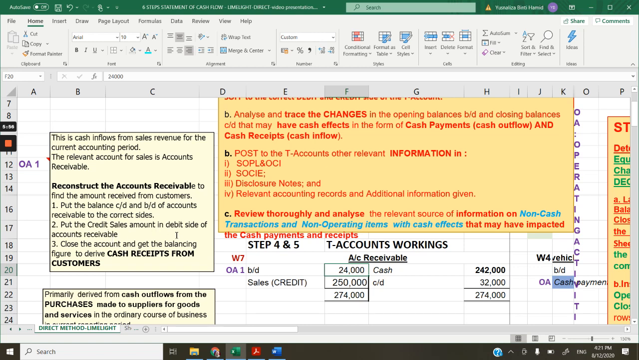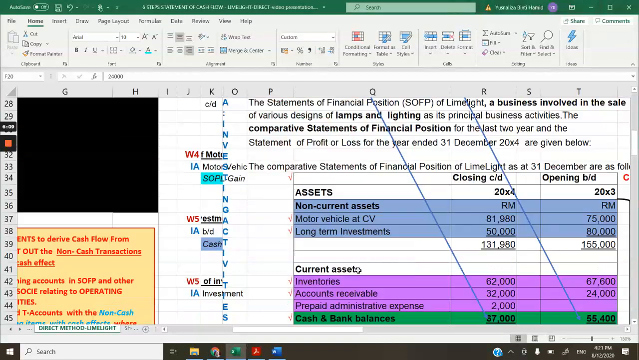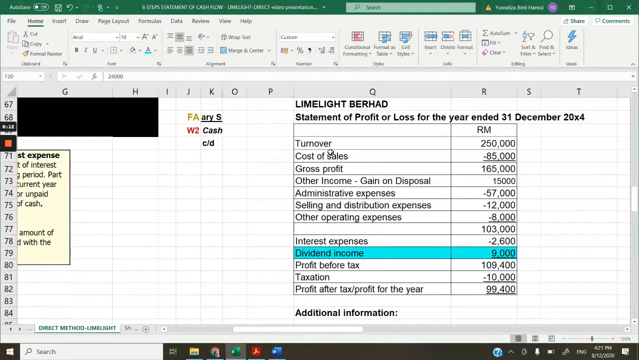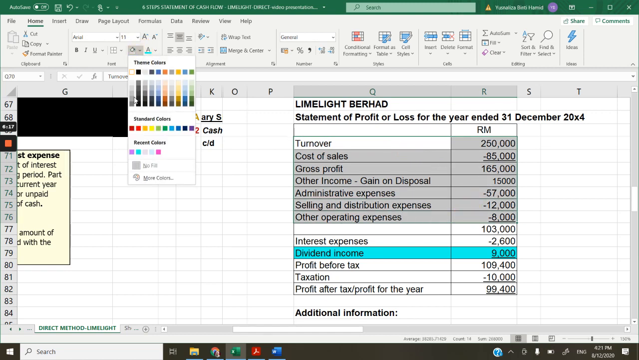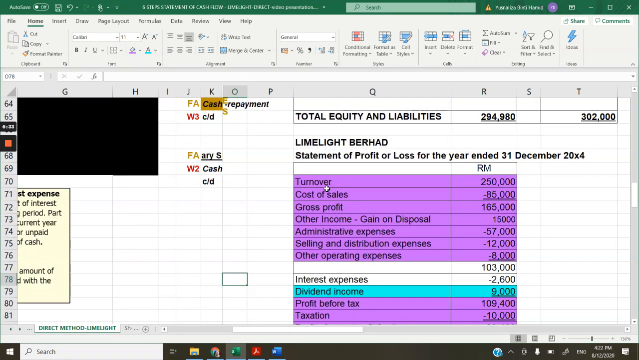After that, take the credit sales amount that you get from your statement of profit or loss and put it to the debit side of your account receivable. So let's just go to the statement of profit or loss. I will show you where it is. Yeah, this is your statement of profit or loss, and this is all information relating to our operating activities. So I put purple there. This one are also things on operating activities, purple. Right, so we're going to take that turnover and put it there.